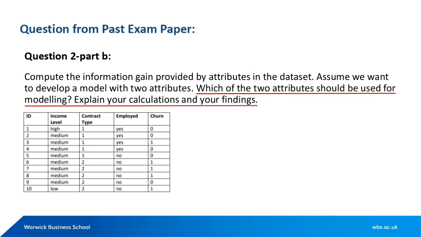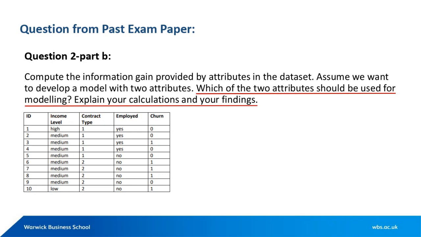The second important part is to explain your findings. What does it mean? Let's say here we have 3 attributes: income level, contract type, and employed. After your calculations, you identify that employed is the most informative one and then the contract type. Just typing down the names is not enough. You need to explain your findings. Due to the information gain scores, employed has the highest one, then contract type, and then income level. We select the highest scores, the top 2, in order to identify the most informative 2 attributes.